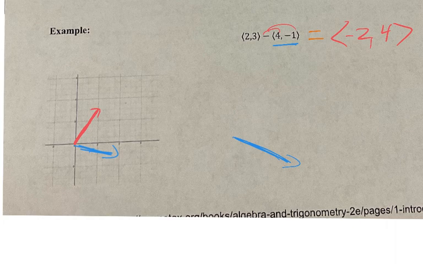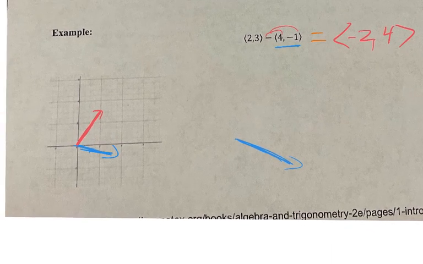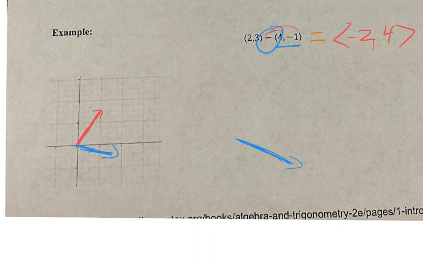So 4, negative 1 is there normally, right? It's normal component form. Because it's being subtracted, that means it's going the opposite direction from where it normally is, 180 degrees in the other direction. So this vector then would be here.